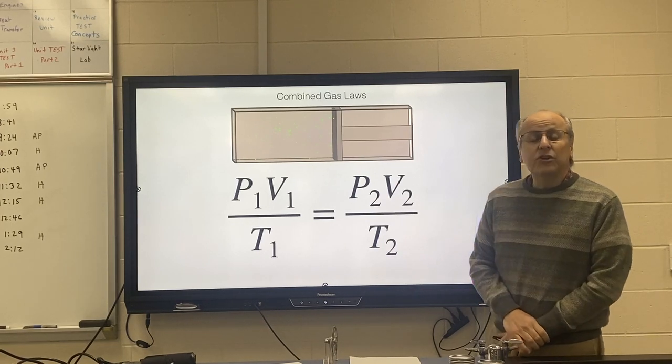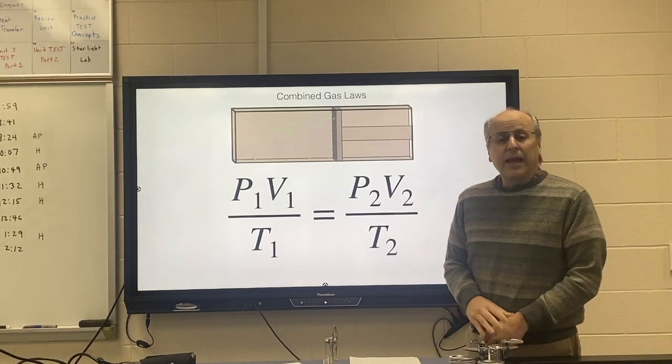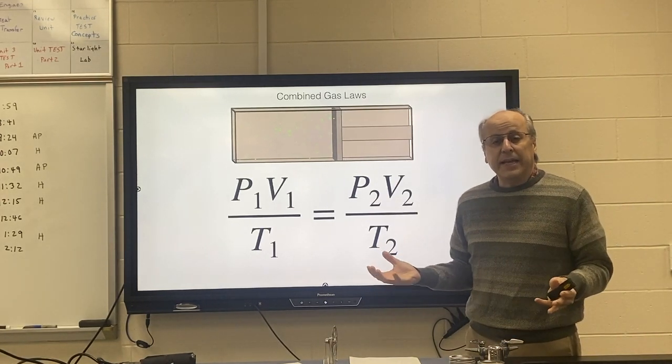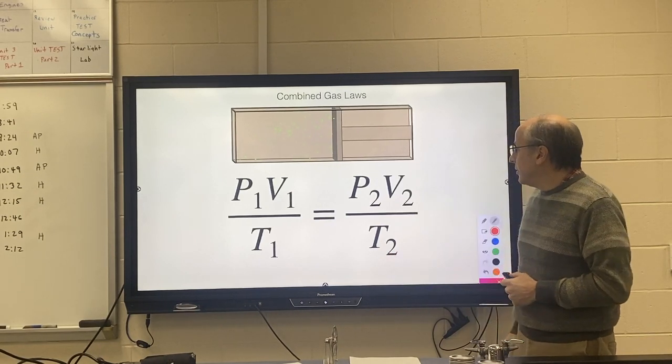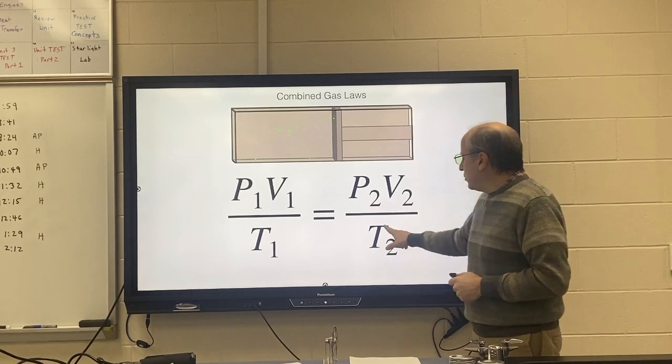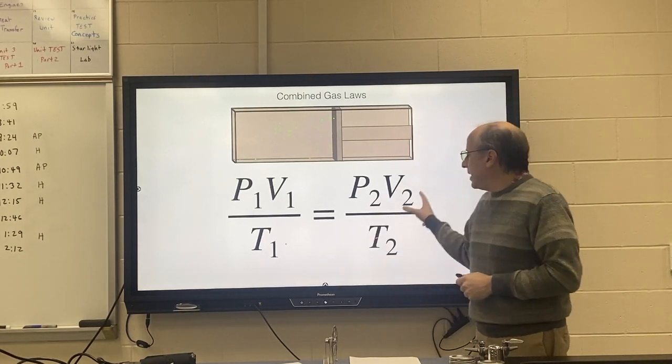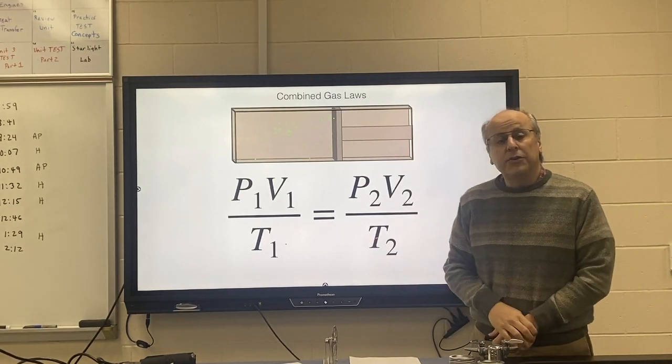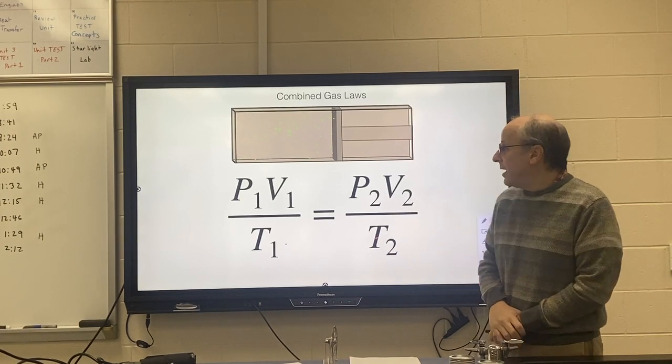If you have a sealed container and things change about the gas inside this sealed container, you can use your combined gas law. Make sure you're working in Kelvin, but then you can work in any other unit you want for the pressure and the volumes.